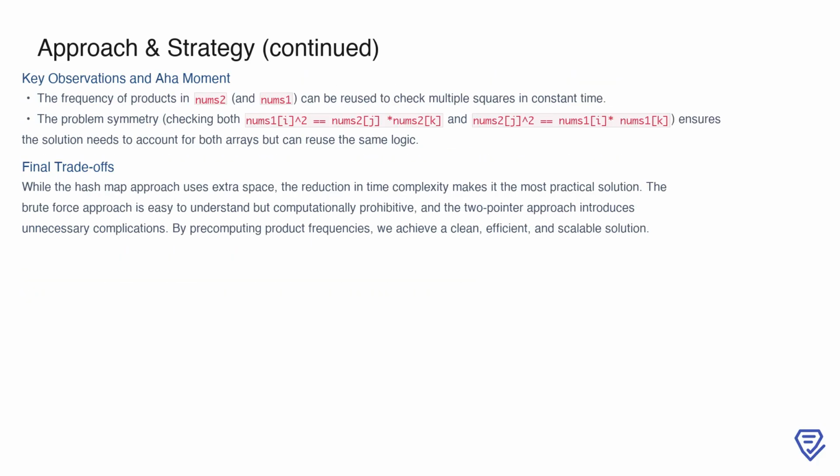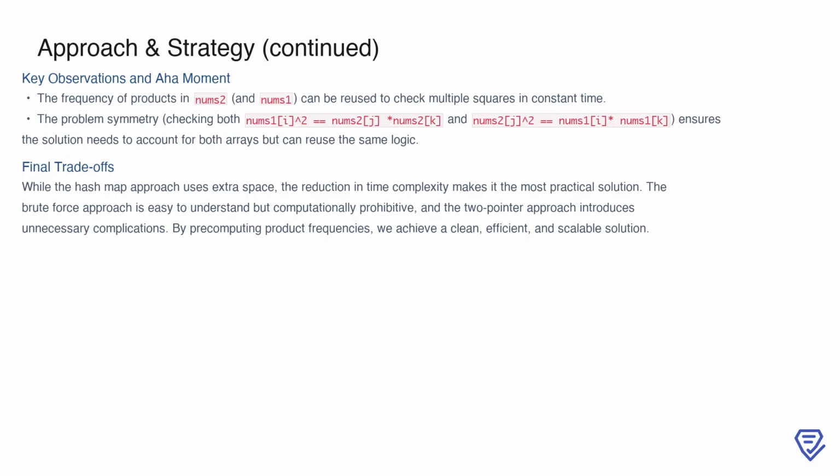One key insight that simplifies the problem is recognizing that the frequency of products in one array can be reused to efficiently check multiple squares from the other array. This symmetry between the two arrays means we only need to implement the logic once and apply it in both directions. The hash map approach stands out as the optimal solution because it balances time and space complexity effectively.